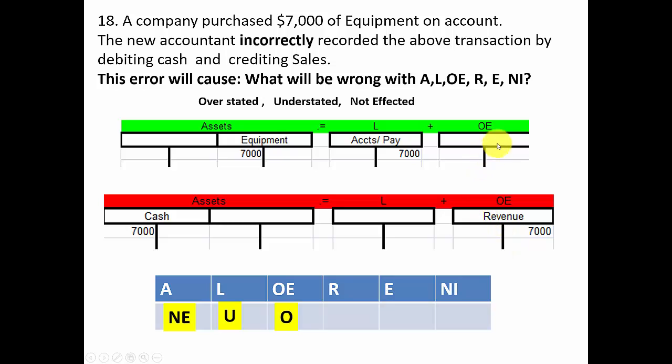Revenues, you should have done nothing to revenues. Instead, you increased revenues by 7,000. So revenues, by the way, will be overstated. Expenses, you should have done nothing to expenses, and you did nothing to expenses, so expenses will be not affected. Net income will be raised by 7,000, and you should have done nothing there, so net income will be overstated by 7,000. Very important problem. This is a very important problem that will lead to your understanding of how adjusting entries work.